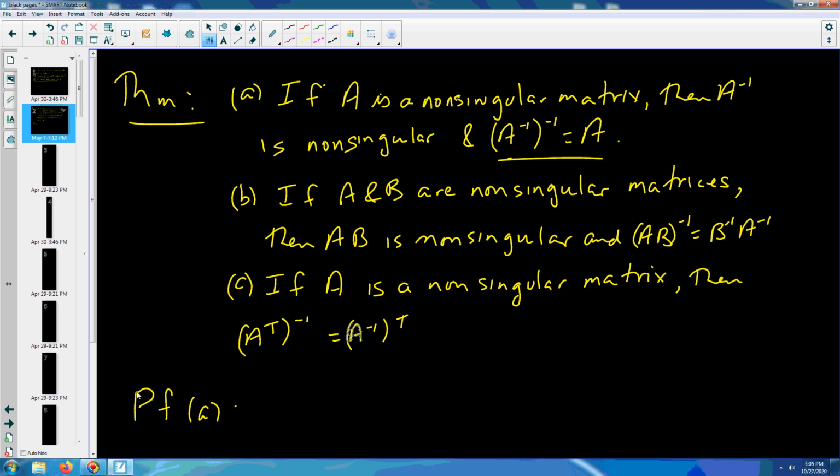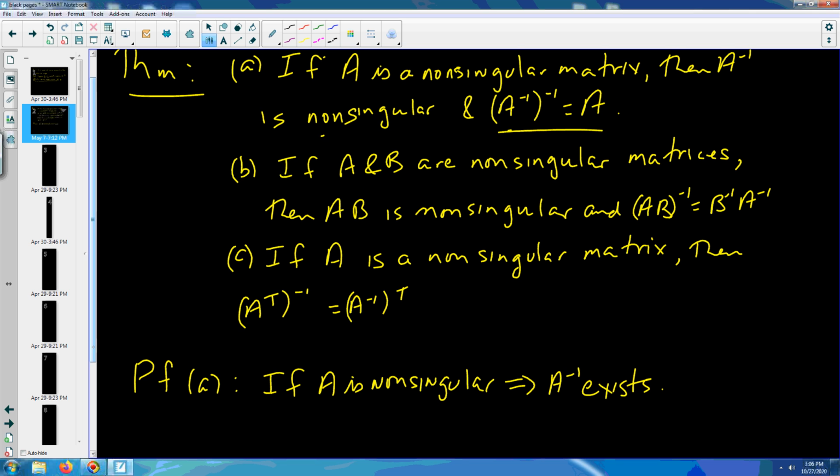So, if A is non-singular, that implies A inverse exists. Now, how do I prove that it's non-singular and that the inverse of A inverse is A? Well, if I prove that the inverse of this matrix exists, then it's non-singular.